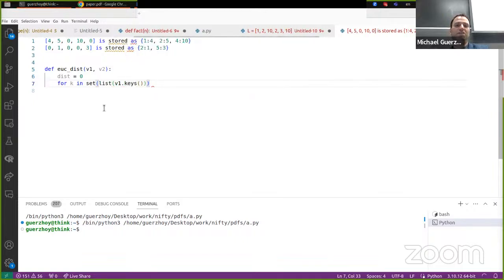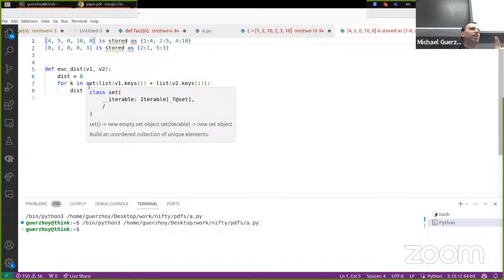The set thing we haven't officially done, so this is the shortest way to do it. I'll do it without the set in a second. Here I'm getting the keys of V1 and the keys of V2, and then I want to stick them together. So I'm converting them to lists and sticking the two lists together. Then I might have repetitions, and repetitions would be bad because I don't want to add 5 minus 1 squared twice. So set just makes it so that I have every element once.